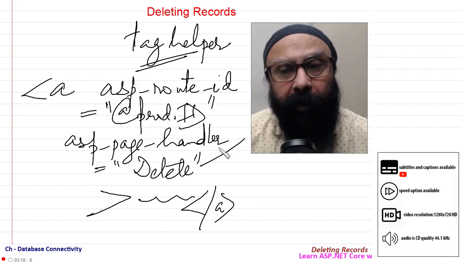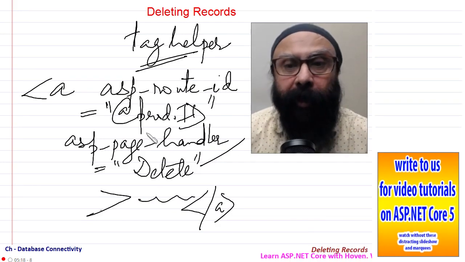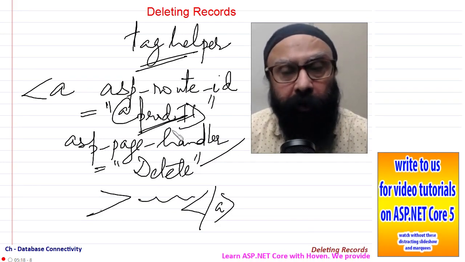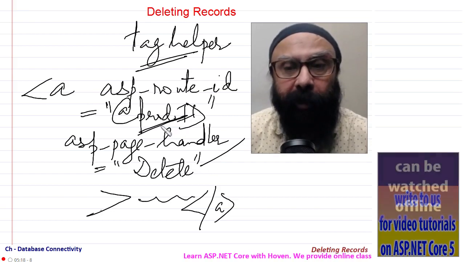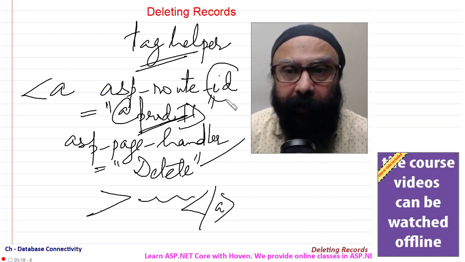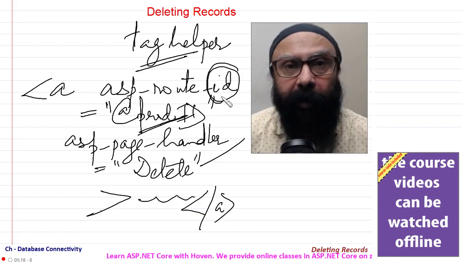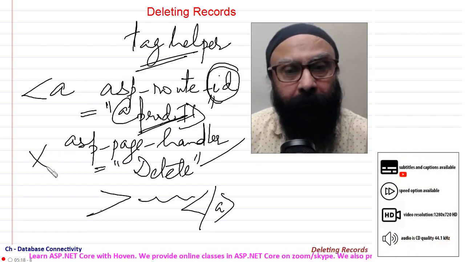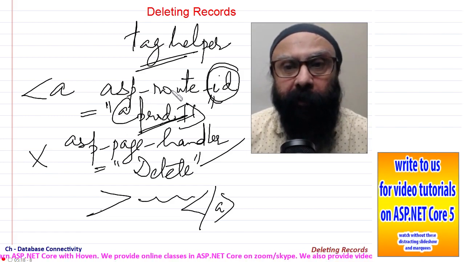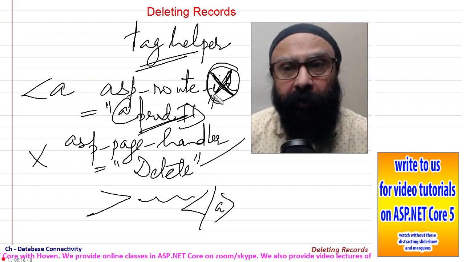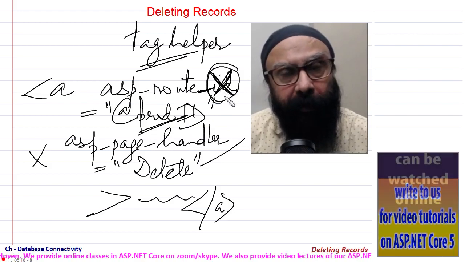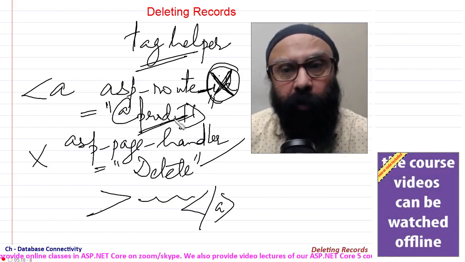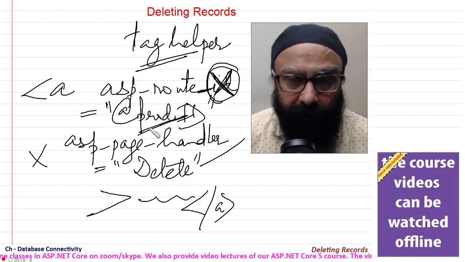This is the handler that will actually cause the deletion, and this is the ID parameter that is received, ID because of this. If the parameter name is not ID, if the parameter name is, let us say, small x, then we would have written asp-route-x, hyphen, after that is the name of your parameter, is equal to the value for that parameter.